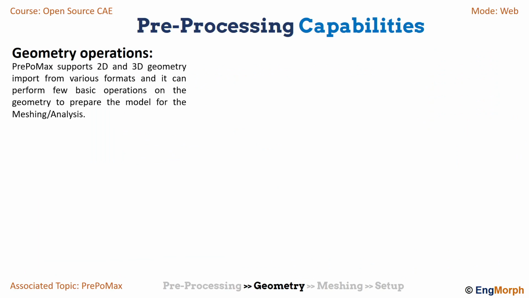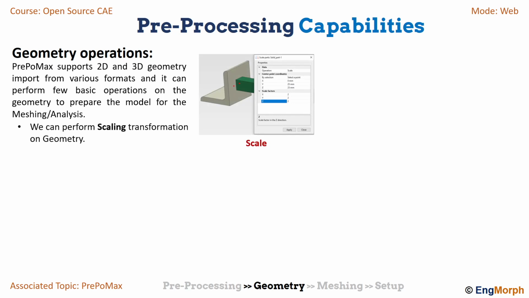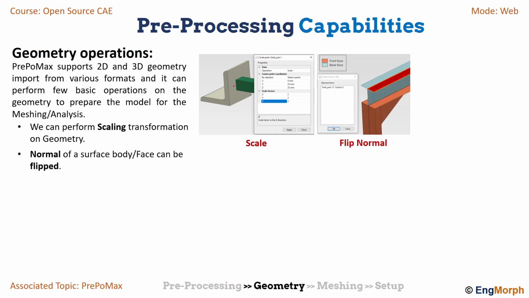As discussed earlier, PrePoMax supports 2D and 3D geometry input from various formats, and we can perform a few basic operations on the geometry to prepare it for meshing or for analysis. The imported geometry can be scaled to the required size using the scaling transformation. When performing the analysis of surface bodies, if normals are misoriented in CAD, they can be flipped after importing.